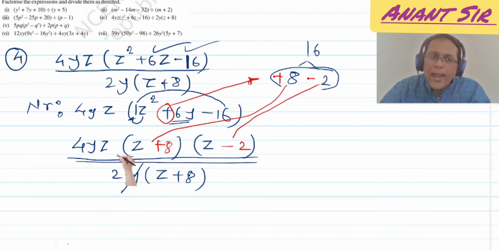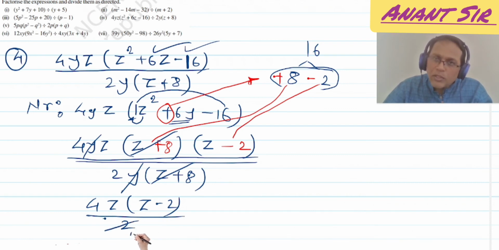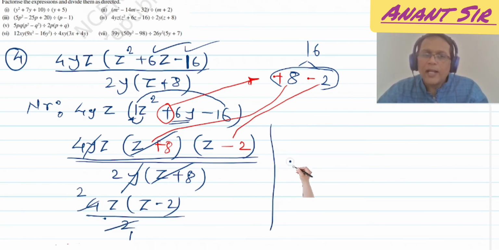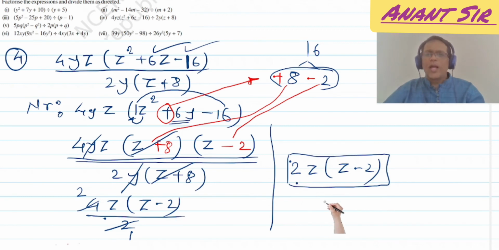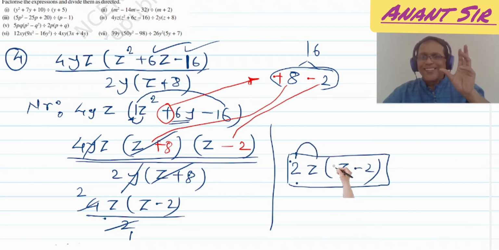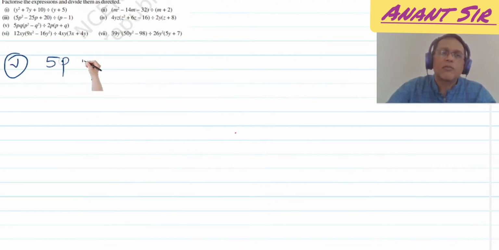So now y gets cancelled, this z plus 8 bracket gets cancelled. Now what remains is 4z into z minus 2 upon 2. I will solve this one also. 2 ones are 2, 2 twos are 4. So our final answer is, friends, 2z multiplied by z minus 2. I hope now you can distinguish between z and 2, right? Okay. So we move on to question number 5.